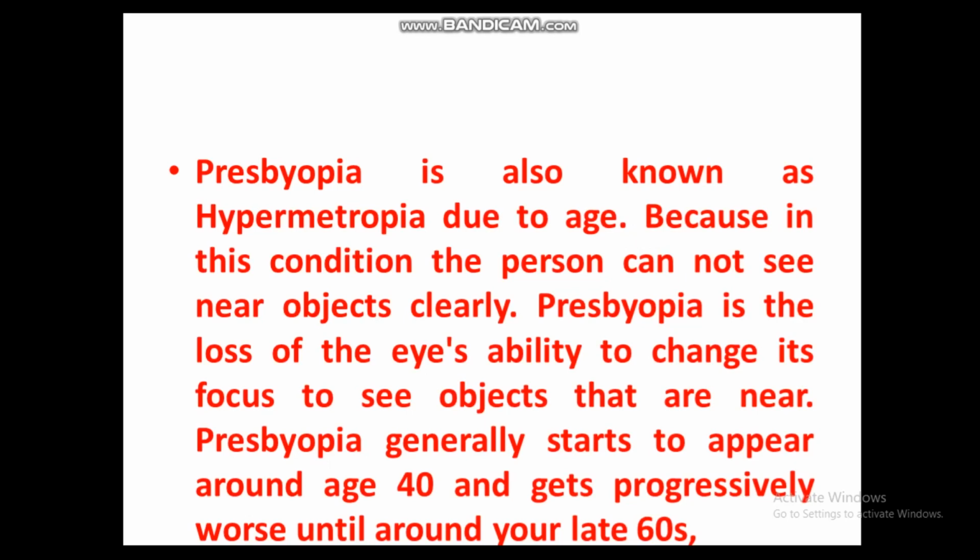Presbyopia is the loss of the eye's ability to change its focus to see objects that are near. When objects are at a far distance, he can see them clearly, but when the object is near, the eye's ability is lost and the eye cannot focus on near objects. Presbyopia generally starts to appear around the age of 40 and progressively worsens until around the late 60s.